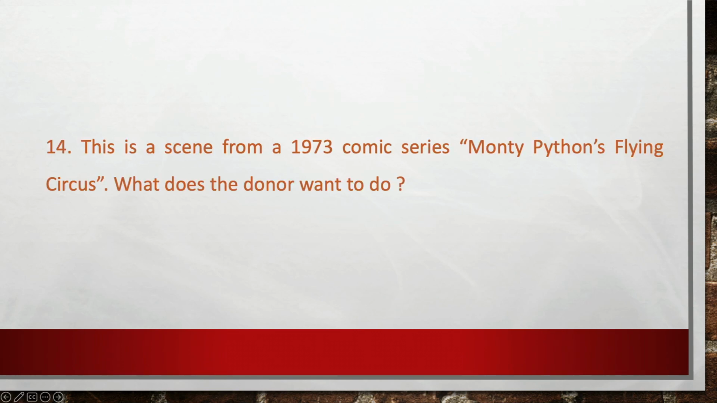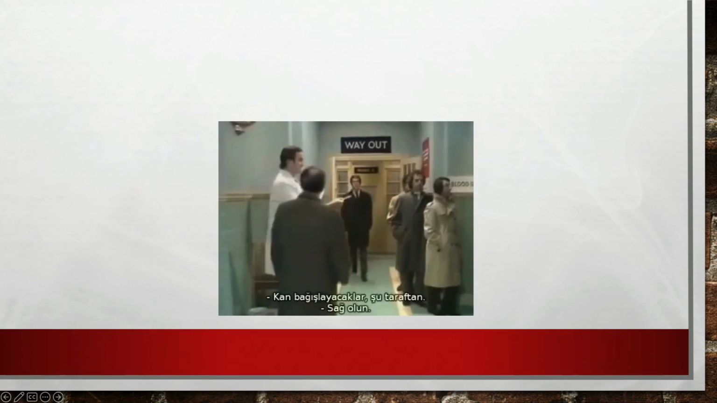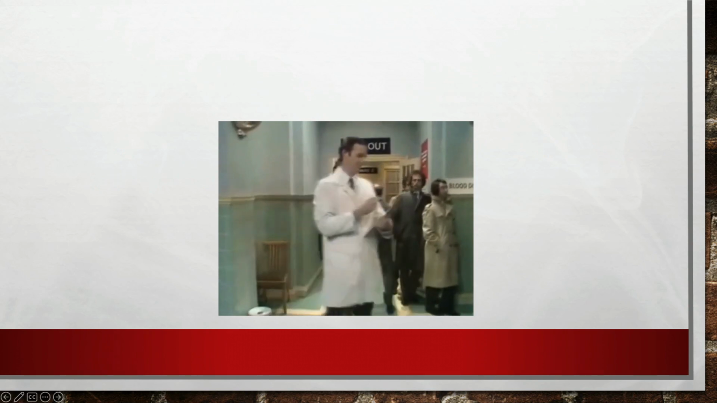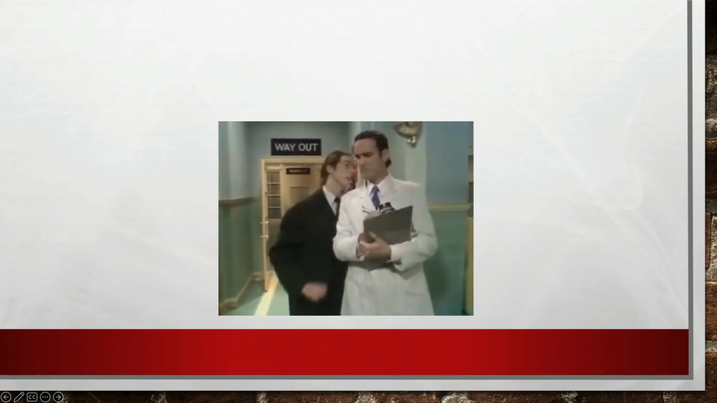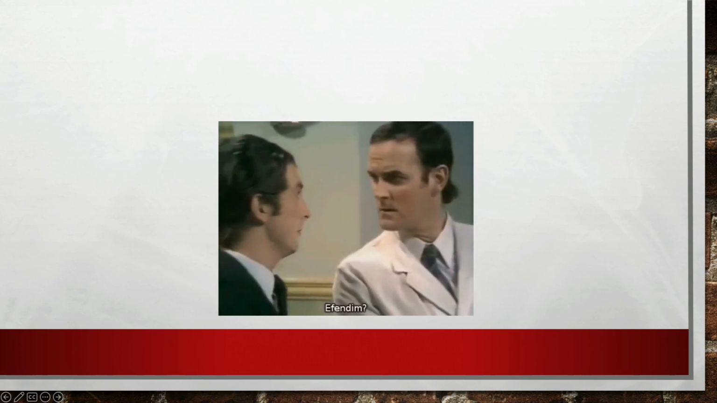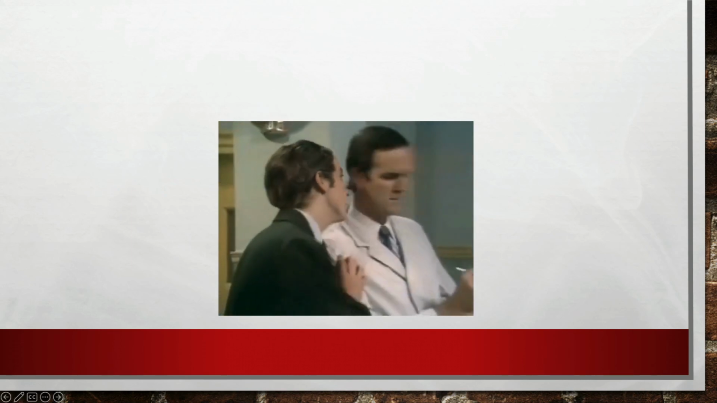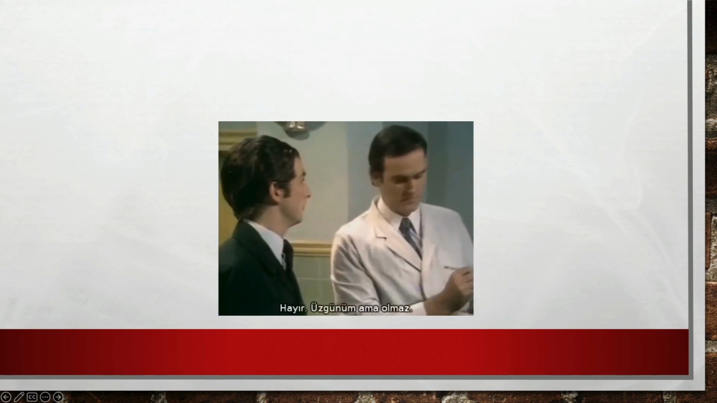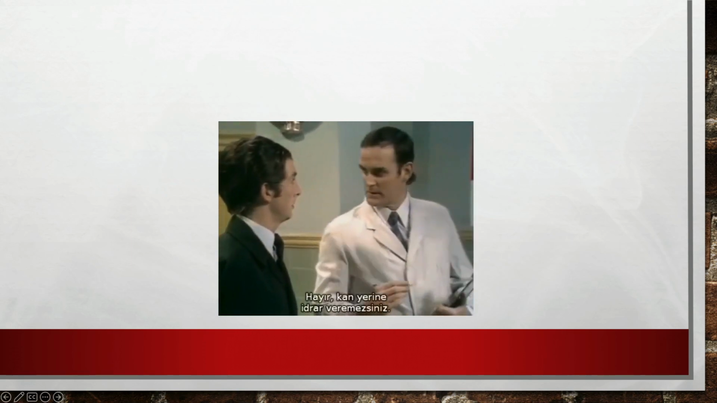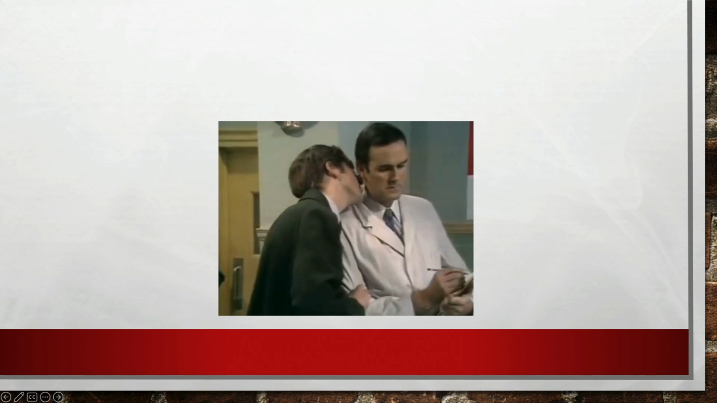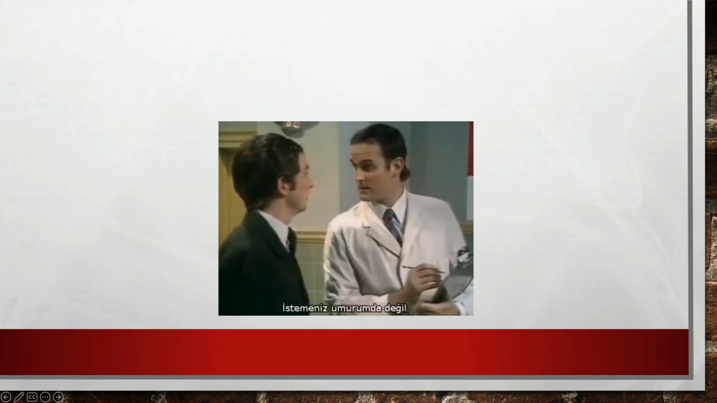This is a scene from a 1973 comic series, Monty Python's Flying Circus. What does the donor want to do? It is muted intentionally. So it's a blood bank. One donor comes to the blood bank, and what is he asking?